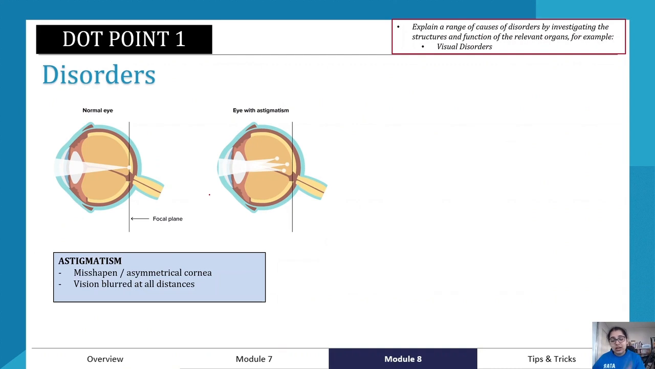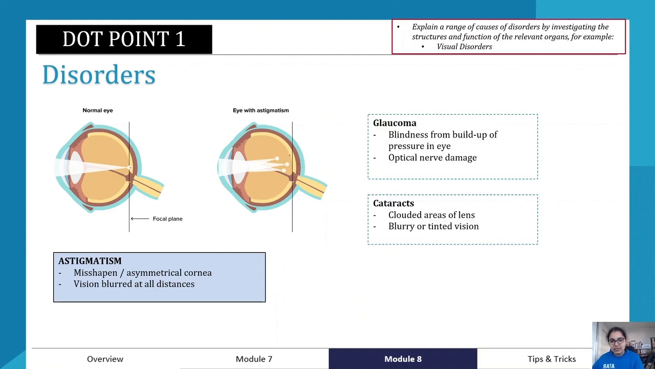So that's that. Now another disorder is astigmatism, and this can happen when the shape of the cornea is asymmetrical, and that can cause vision to be blurred at all distances. Astigmatism can also be genetic. It can also be from birth. So with an eye with astigmatism, things don't land on the focal plane like in a normal eye. Because of the shape of the cornea, they're landing at unfocused places.